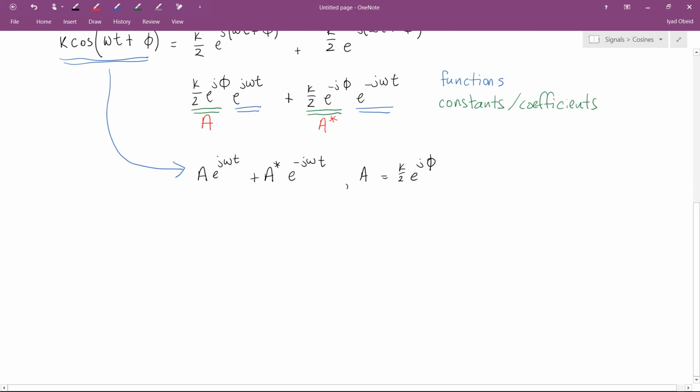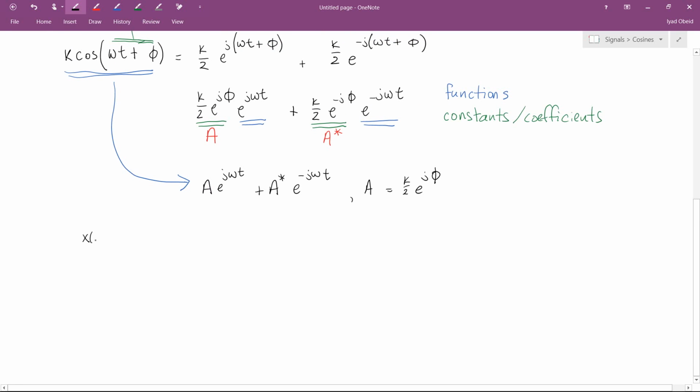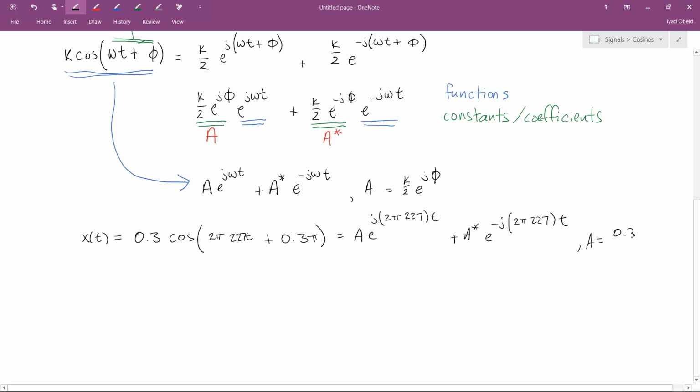So let's do an example. Let's suppose that x of t equals something like 0.3 cosine of, I don't know, 2 pi 227t plus 0.3 pi. And I say express that as a sum of complex exponentials. Well, just by pattern matching, you should be able to say that it equals A e to the j 2 pi 227t plus A conjugate e to the minus j 2 pi 227t, subject to the constraint that A equals k over 2 e to the j 0.3 pi.